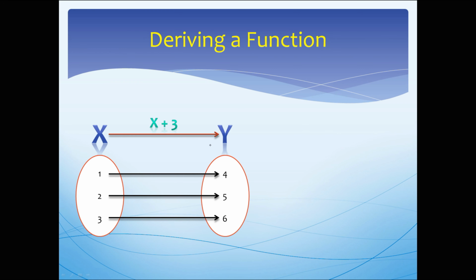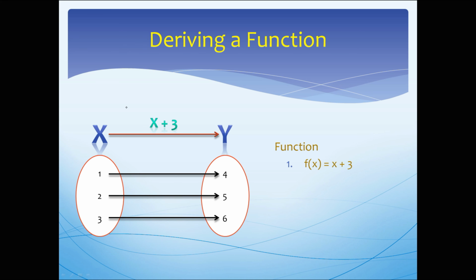I'm going to copy the same set here. We know that 1 goes to 4, 2 goes to 5, 3 goes to 6. In order to get this relationship, we know that every number here plus 3, that's how it takes us to the other side. So this is how we're going to derive our function. We're going to write f(x) equals x plus 3.